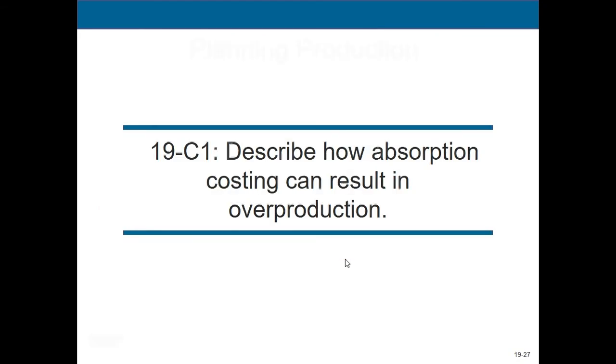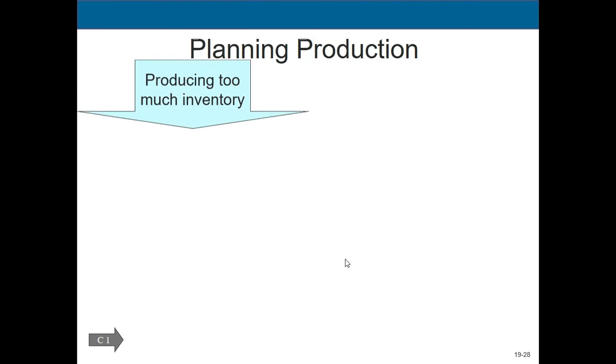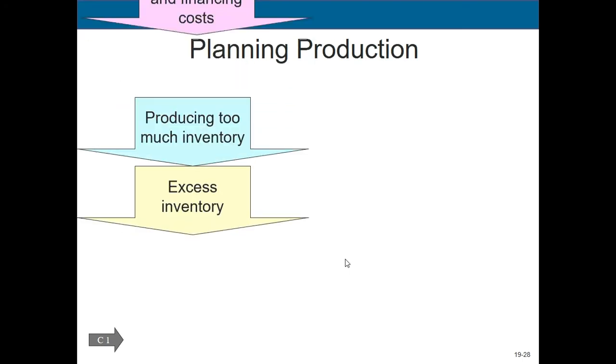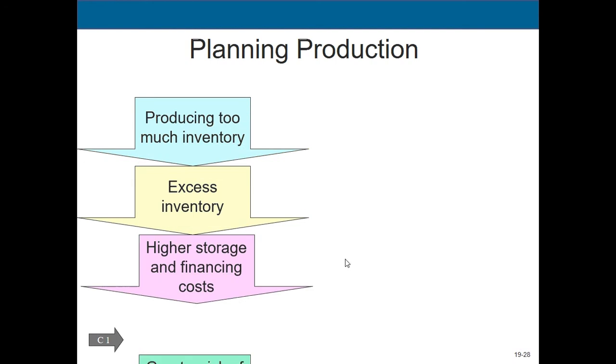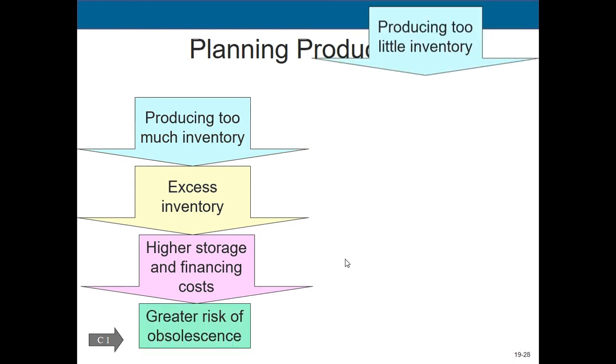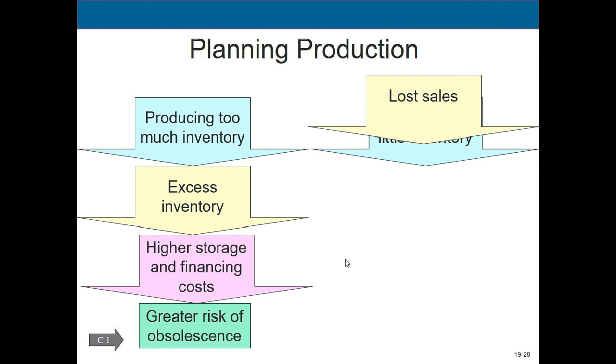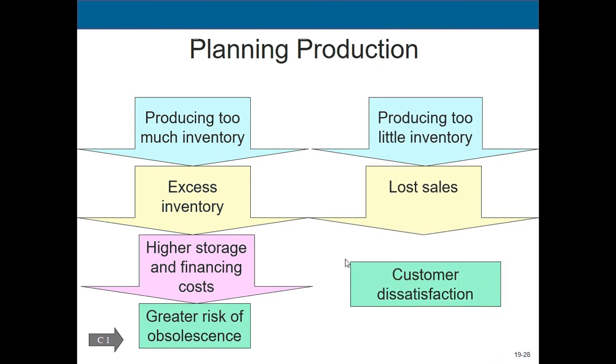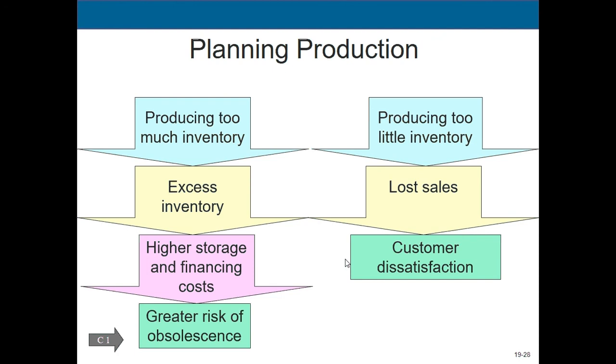All right, so why do we do it? How can absorption costing create too much inventory or force us to basically produce too much inventory? First thing I want to tell you is that when we produce too much inventory, obviously we get excess inventory, we get higher storage and financing costs for that inventory, and we get a greater risk of obsolescence. You never, ever, ever want inventory sitting around on a shelf collecting dust. It's just bad news all the way around.